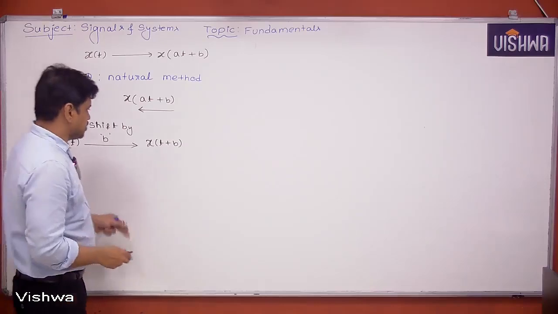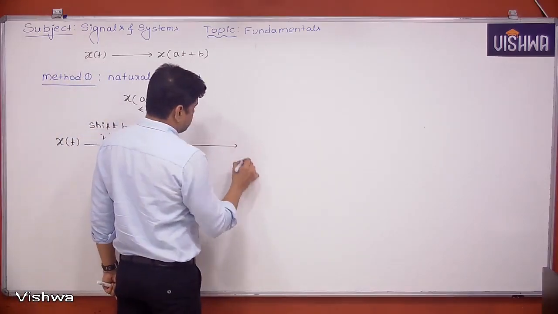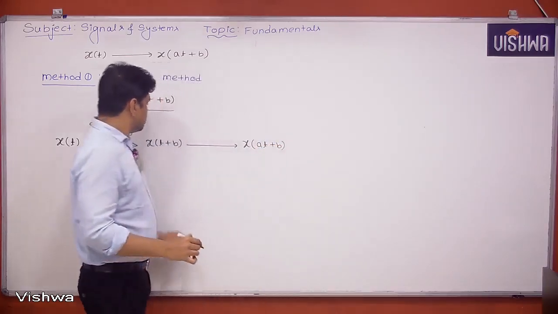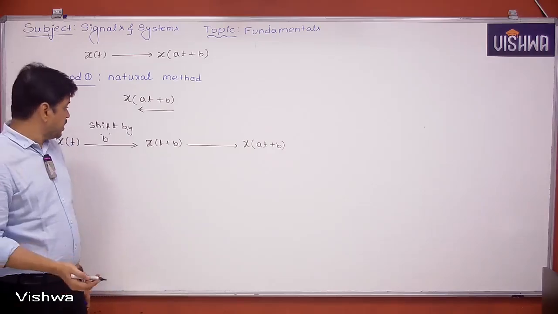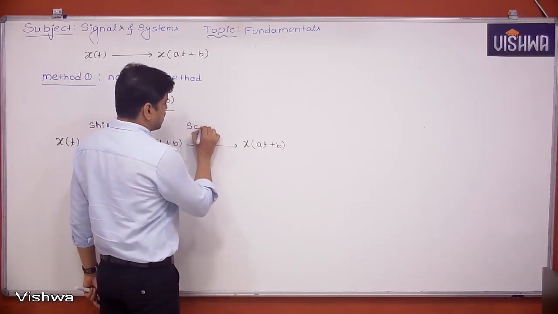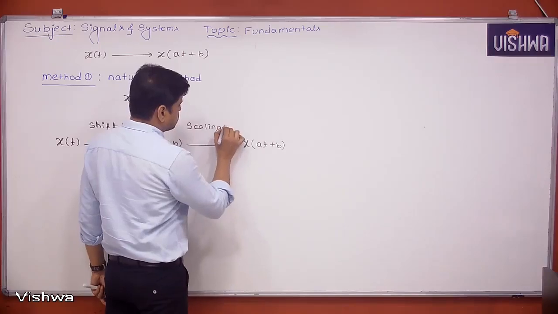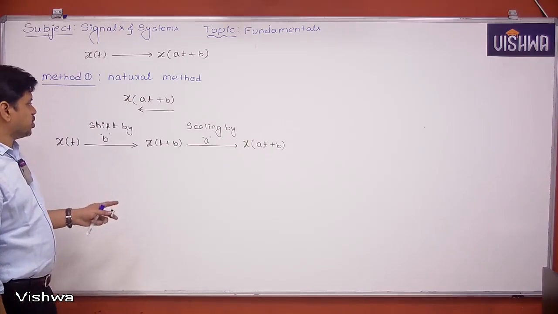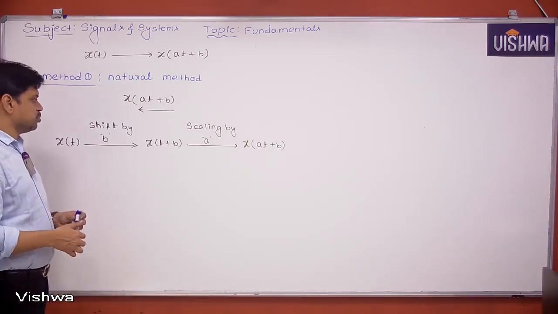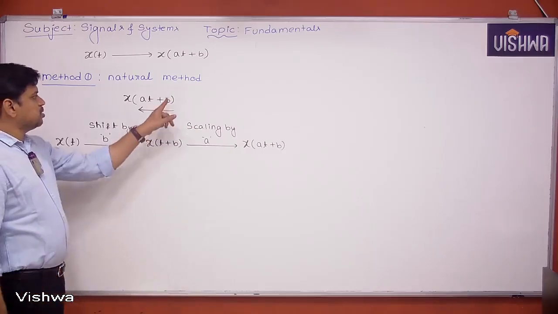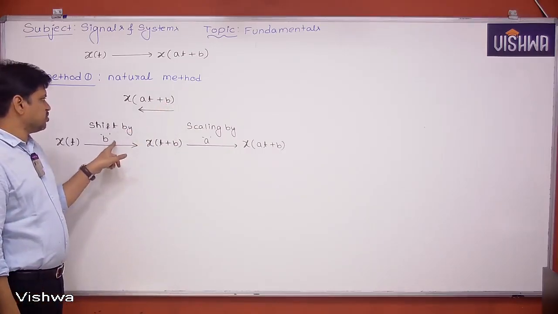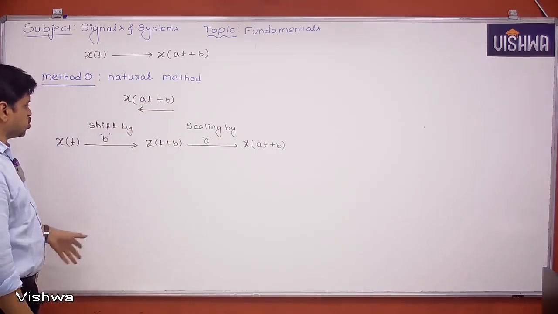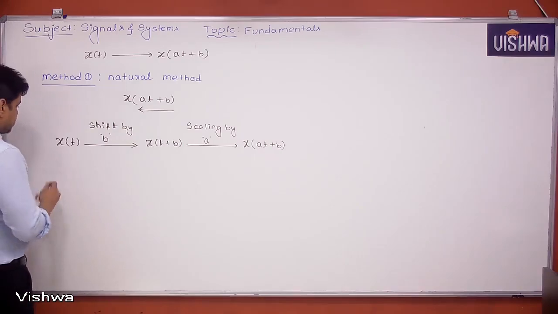Next, what do I have to do to get x of at plus b? That means t has to be replaced with at, that means scaling by a. That's the meaning of it. I hope you understood. So in the natural method, whatever is visible, that's what we have to do. B unit shifting is there, so first we do the shift by b. Next, a is the scaling factor, so we do the scaling by a. That's the natural method.